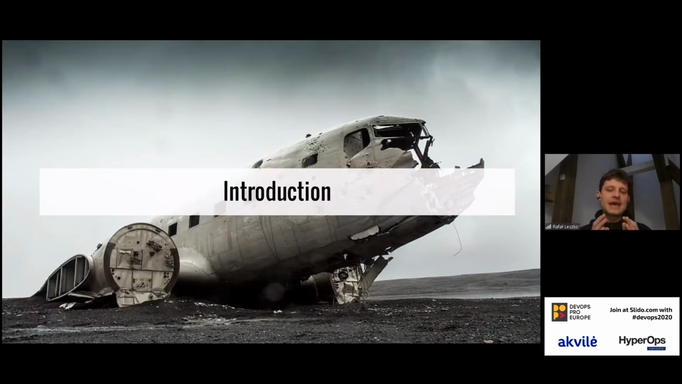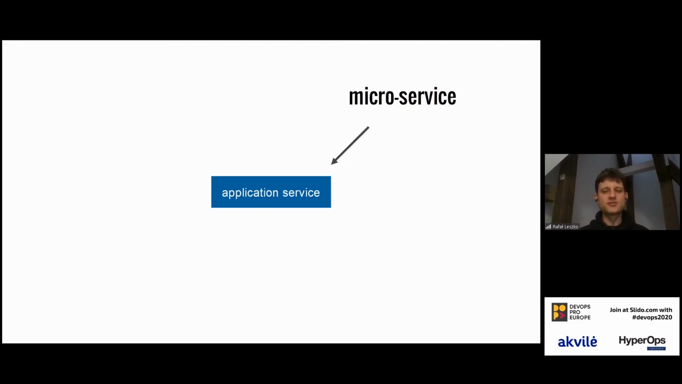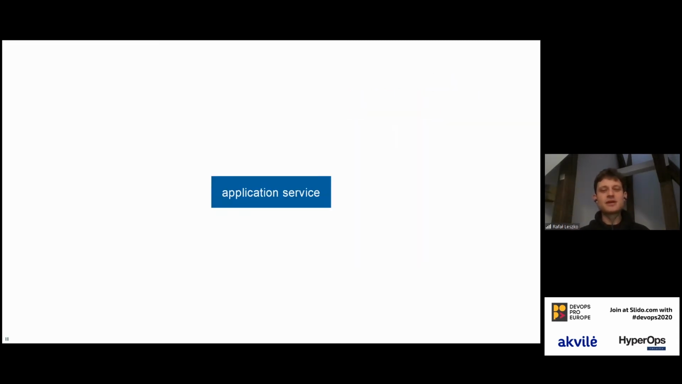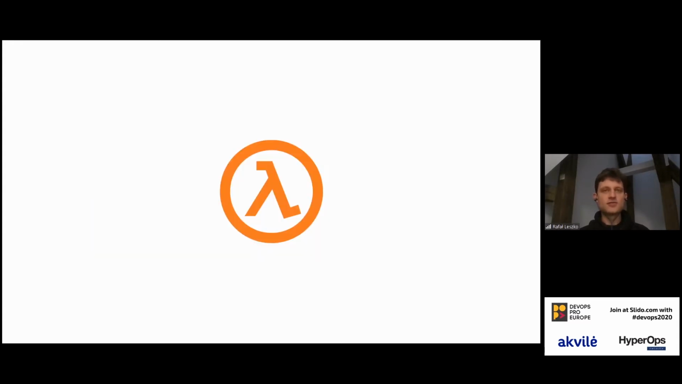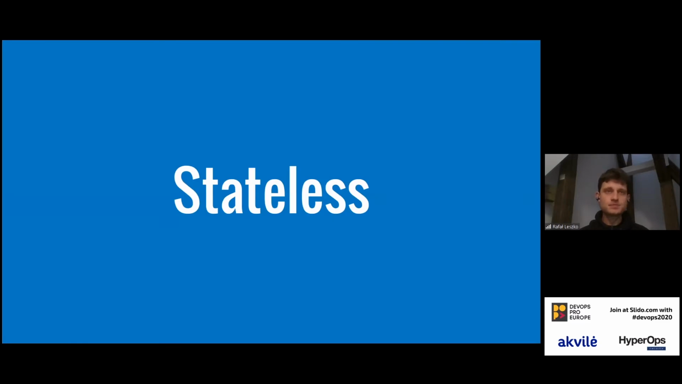At the beginning of every system, there is always a service. This is our business logic. Sometimes we call it a microservice. Some people call it a microservice even though it's huge. But it doesn't matter if you call it a microservice, a macroservice, or even a Lambda function. What matters is that this part of our application is stateless.